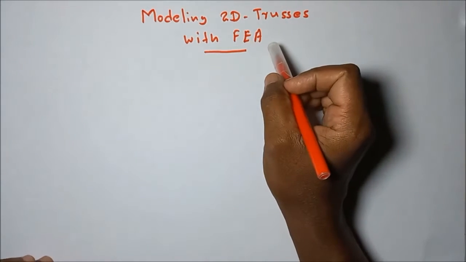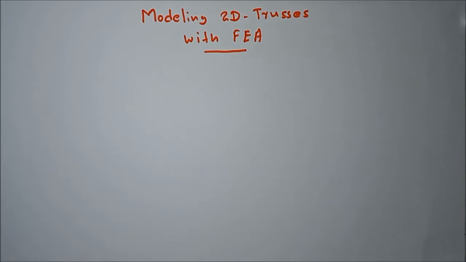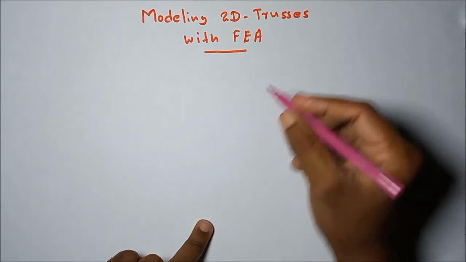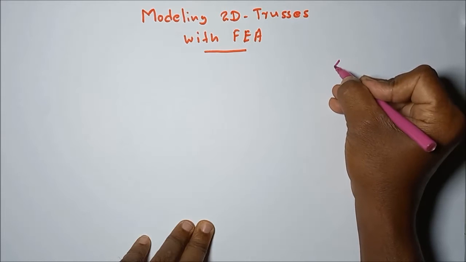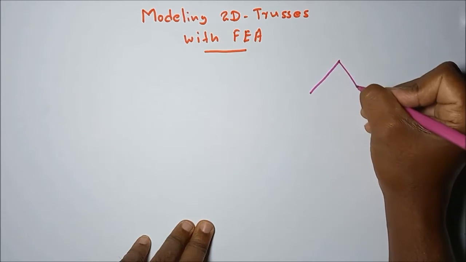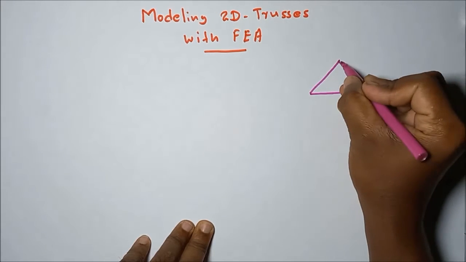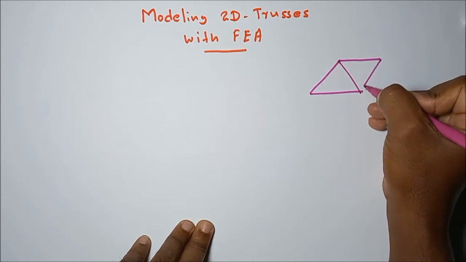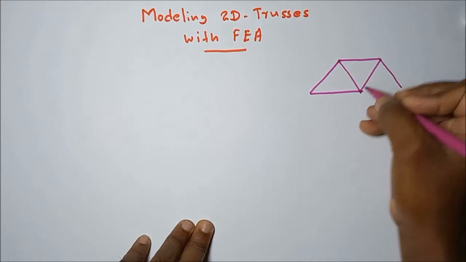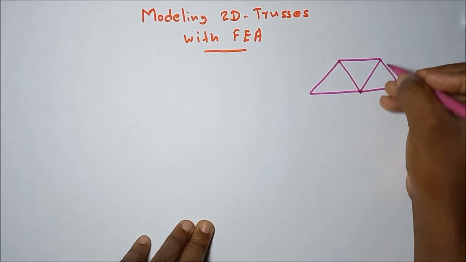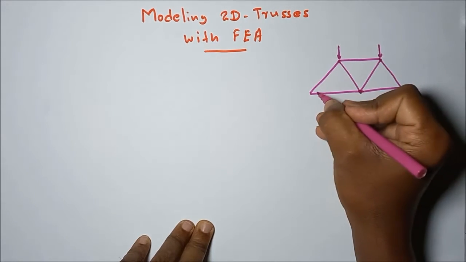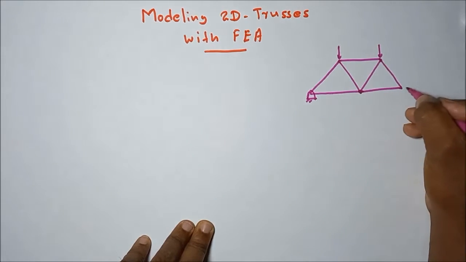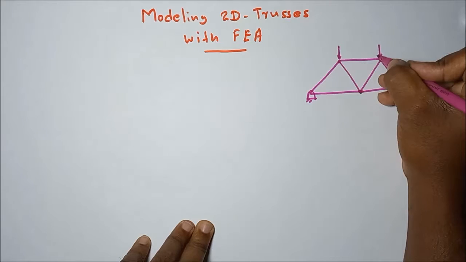Today we are going to discuss the two-dimensional trusses and how to model them with the finite element analysis method. I think you already know what is meant by two-dimensional trusses from your mechanics module. For example, this is a truss structure: uniform cross-section bars connected using pins. The loads are acting at these pinned points, on the pins.